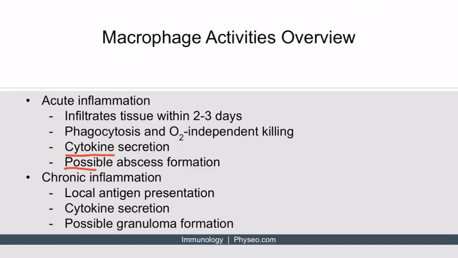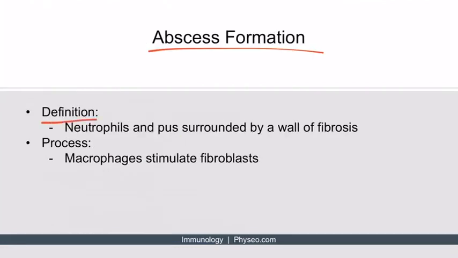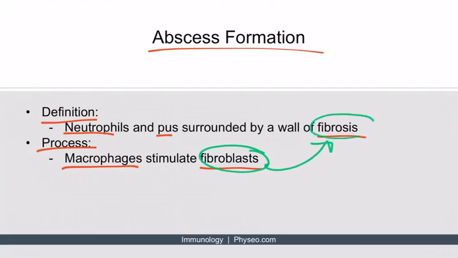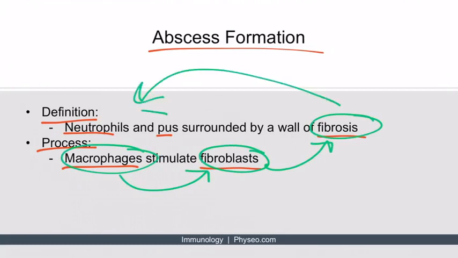Next, let's dive into the details of possible abscess formation. Abscess formation, by definition, is neutrophils and pus surrounded by a wall of fibrosis. And the process is basically macrophages stimulating fibroblasts. And that makes sense, because fibroblasts cause fibrosis. So how do macrophages cause an abscess? The macrophage stimulates the fibroblasts, which then surround the neutrophils and pus. And that's really all you need to know about abscesses.